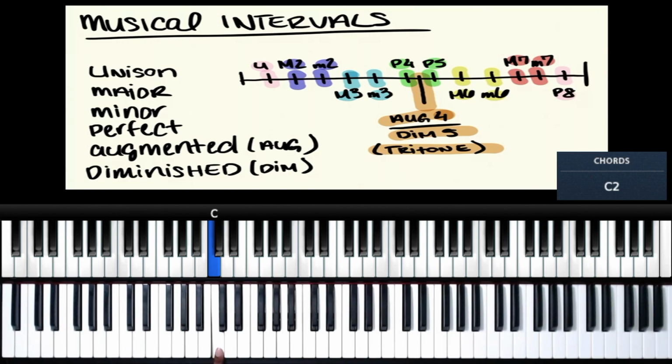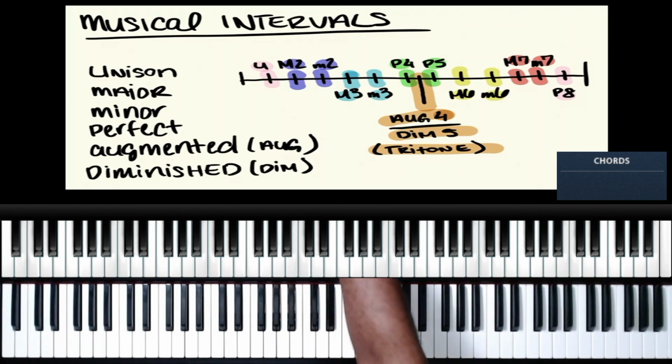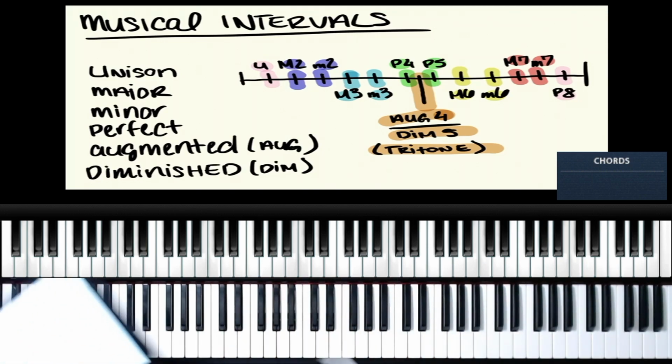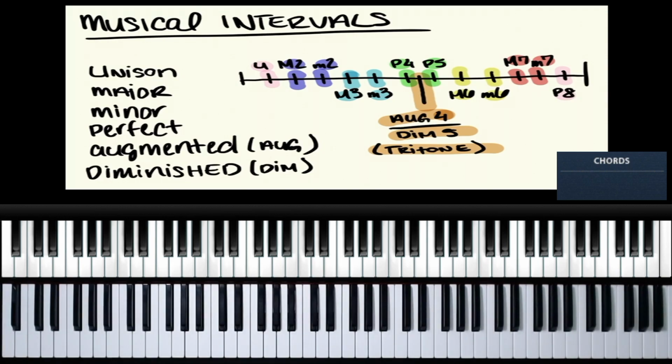Okay. Now, measuring the distance from C to the very next note on the keyboard, which is going to be this C sharp, the distance from this C to C sharp is going to be the distance of a minor second. And actually, if you give me a second here, I just got to change this real quick for you guys so it makes sense.